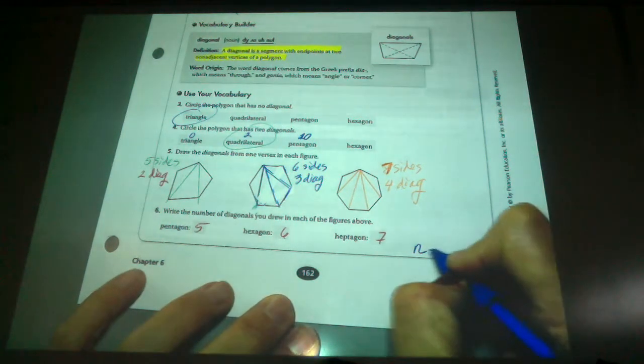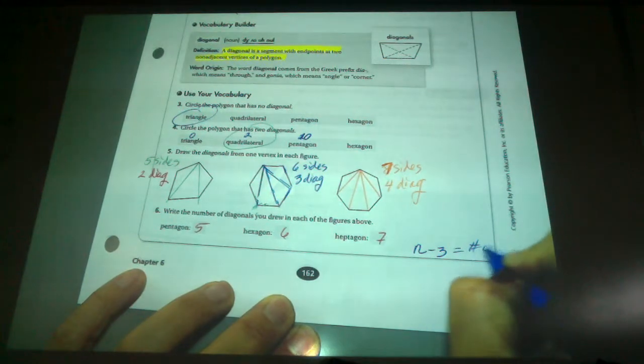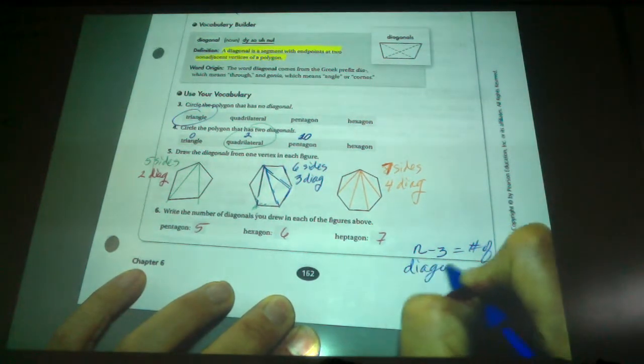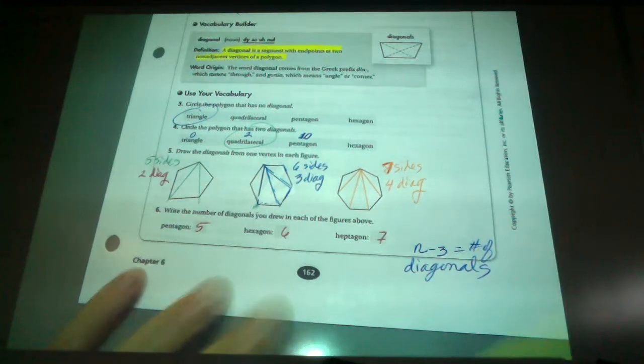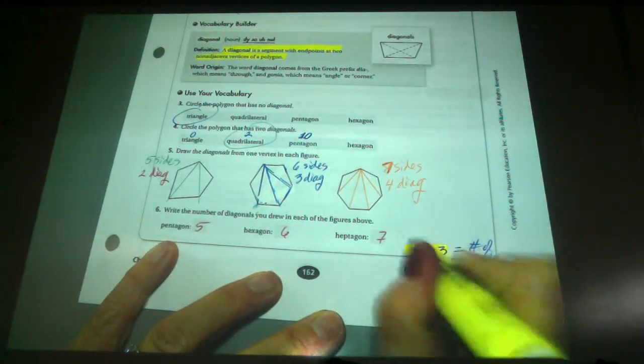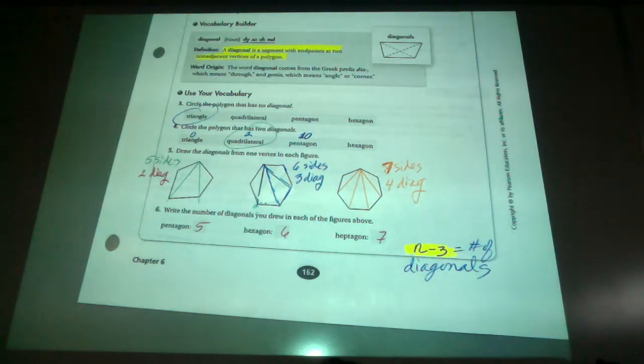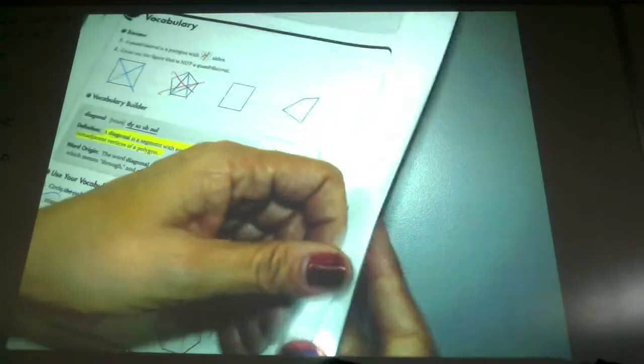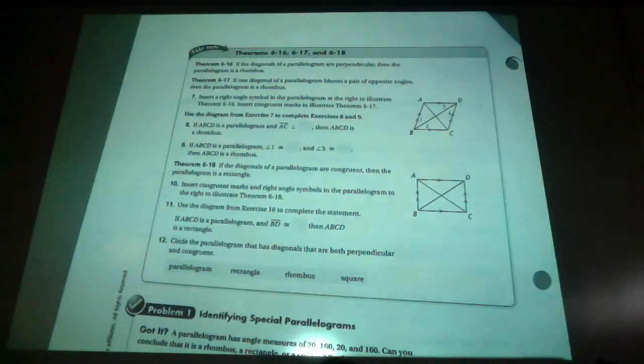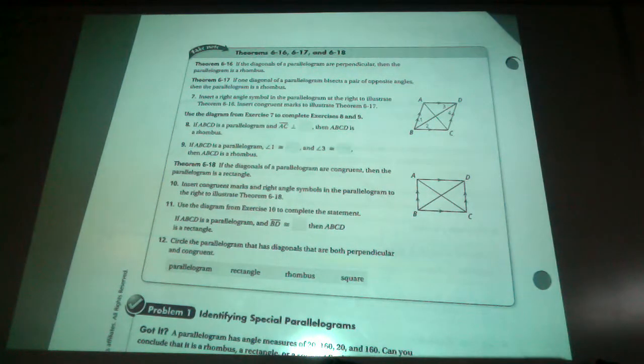So wouldn't n minus 3 equal your number of diagonals? So we've just created a new formula should you need it, n minus 3. And the figure doesn't have to be regular for that to occur. All right, so flip. So we have a zillion new theorems. That might be an over-exaggeration. Thankfully, right?